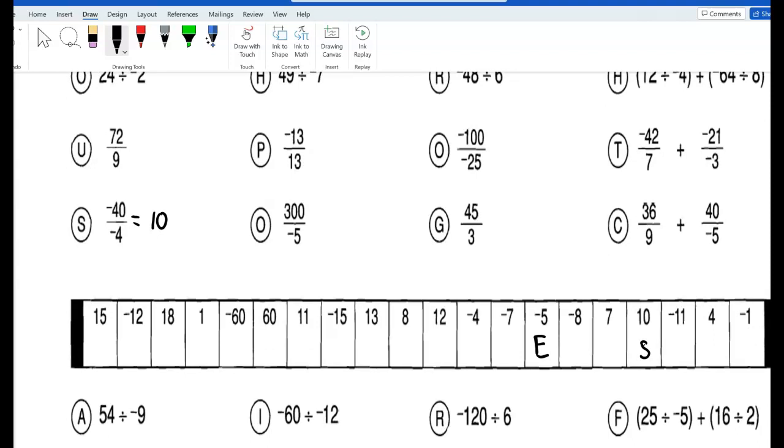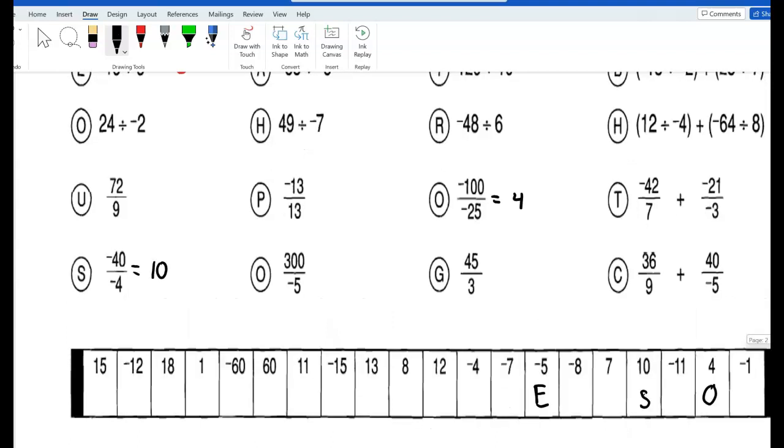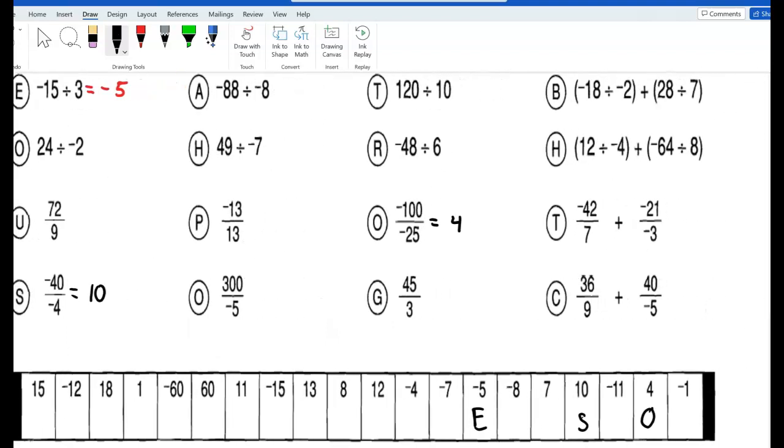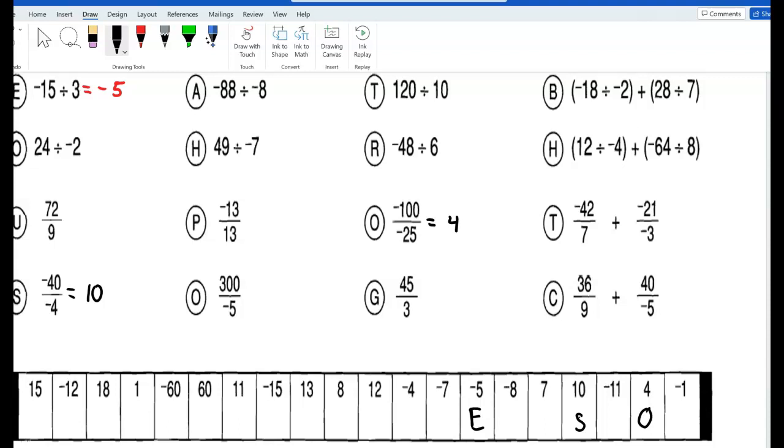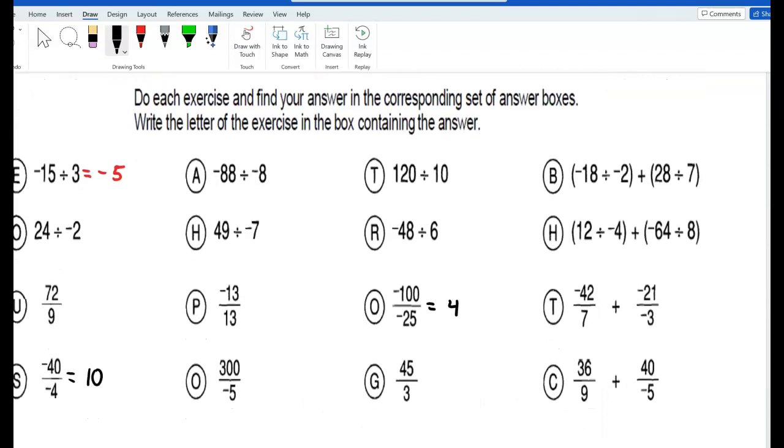Negative 100 divided by negative 25. Those are, again, 2 negatives. So that's positive 4. So you find positive 4, not negative 4, positive 4. You put the letter O. Now, some of these look like they're crazy fractions, and you're like, oh, I have to find common denominators and all that stuff. No, you just have to divide first, and then you have to use your rule of addition.